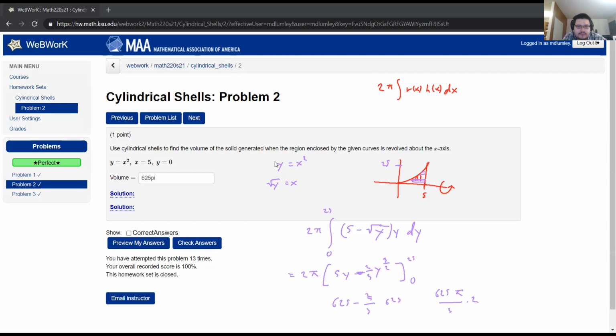Let me... I don't like this annotation software. But yeah.